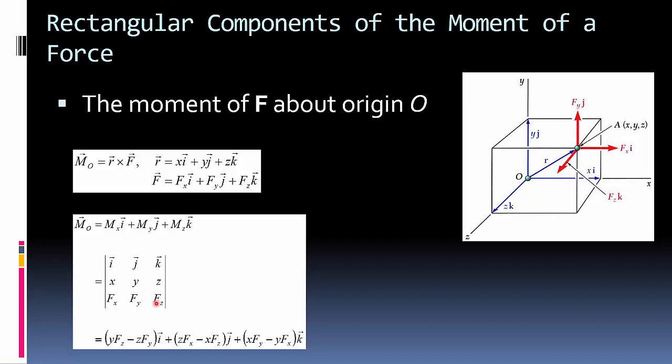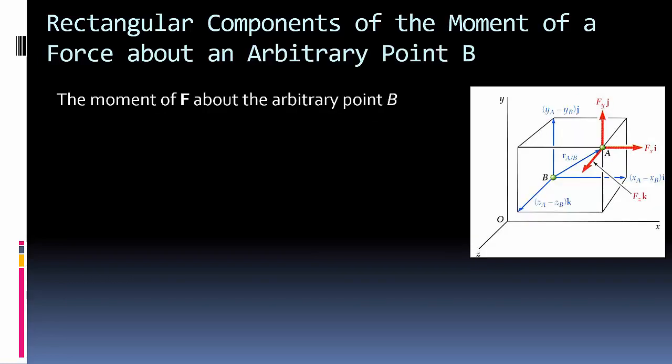I, that times that, minus that times that, minus j, so that I always go top left, bottom left, top right, and then plus k, top left, bottom left, top right. And that gives you this answer right there.